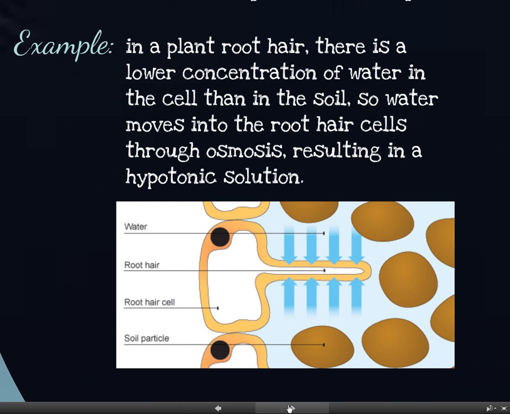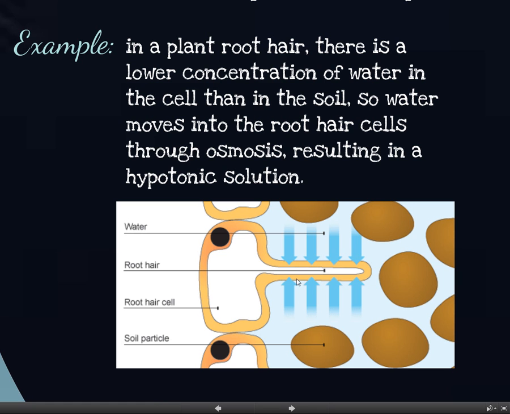Okay, so in an example, in a plant root here, there's a lower concentration of water in the cell than in the soil. So water moves out of the soil and into the root hairs through osmosis, resulting, it says there, in a hypertonic solution. We'll talk a little bit about that later. But essentially there's a higher concentration of water, or a higher water potential, outside the root hair, so water will move into the root hair, into an area of lower water potential.